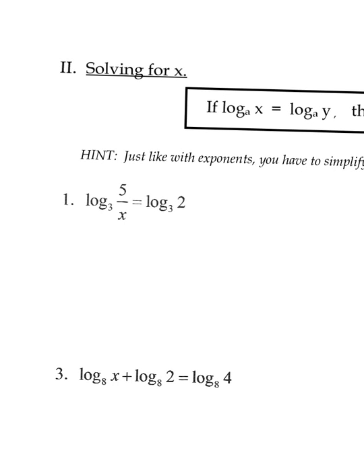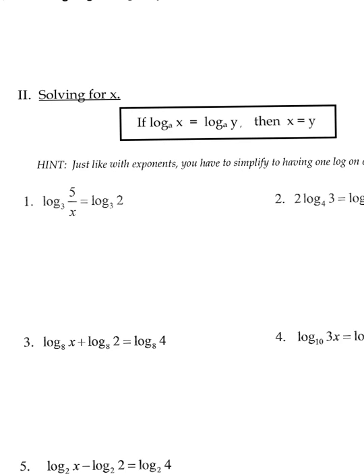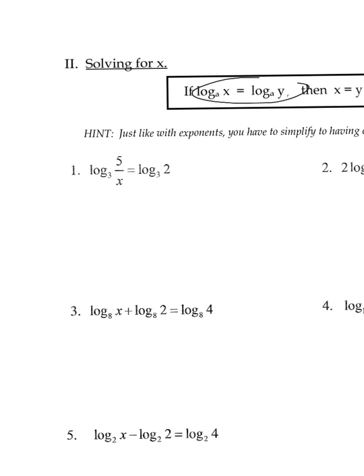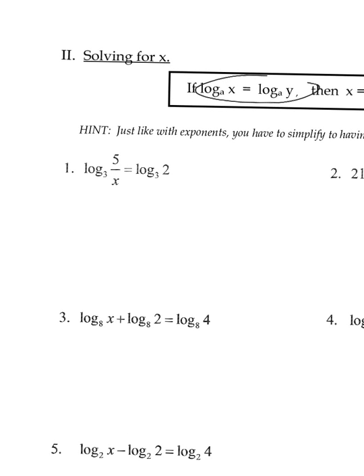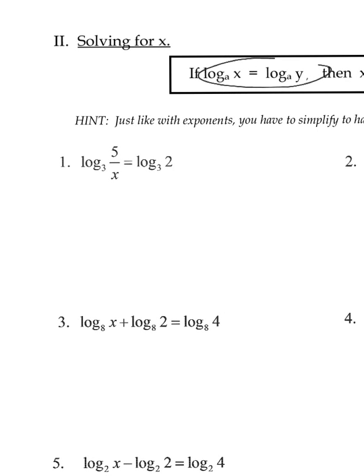Number one, just like with exponents, if the bases are equal, the exponents are equal. So in this case, if log base a of x is equal to log base a of y, then if a is equal to a, x is equal to y. Same thing over here. In question number 1, same base, 3, 3. So this means that 5 over x is equal to 2.